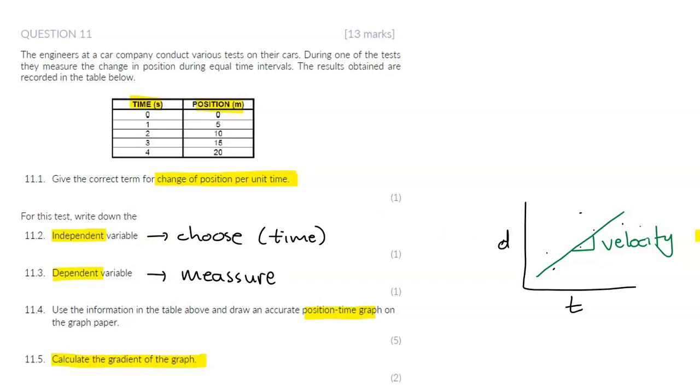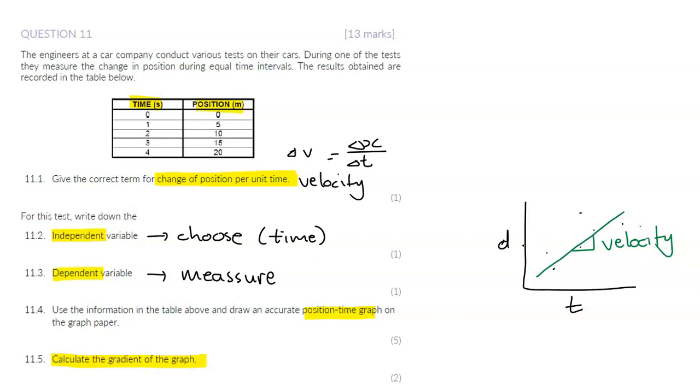I think I actually answered most of them when we were doing the reading time. The first one is give the correct term for the change of position per unit time. That is your velocity. And it comes straight from your formula. All right, then we have the independent variable and the dependent variable. The independent one is the one that you choose to use to make the measurements. So that is your time. And then the dependent one is the one that you actually measure. That is your position.